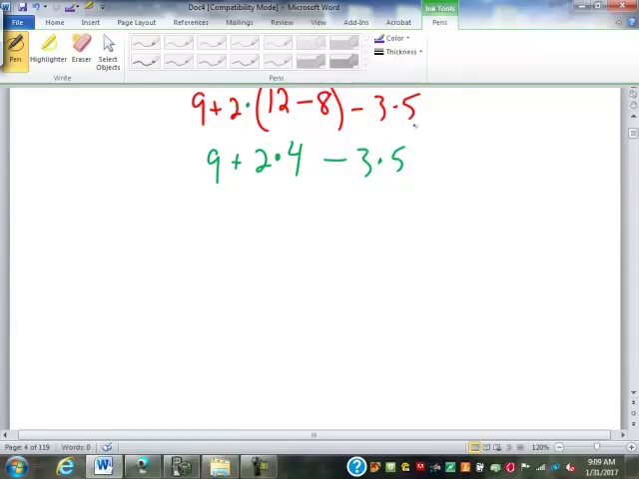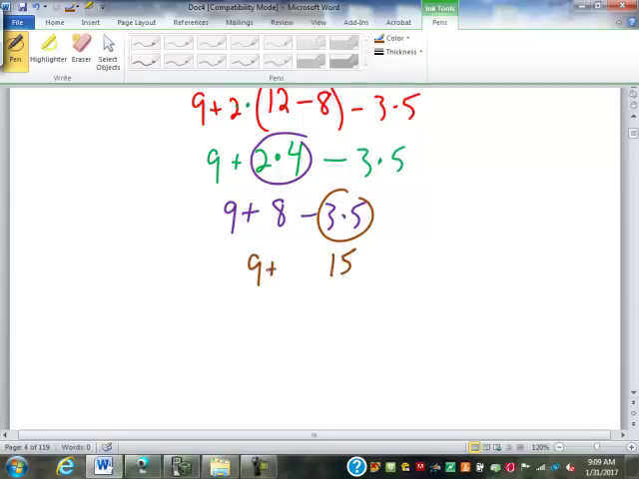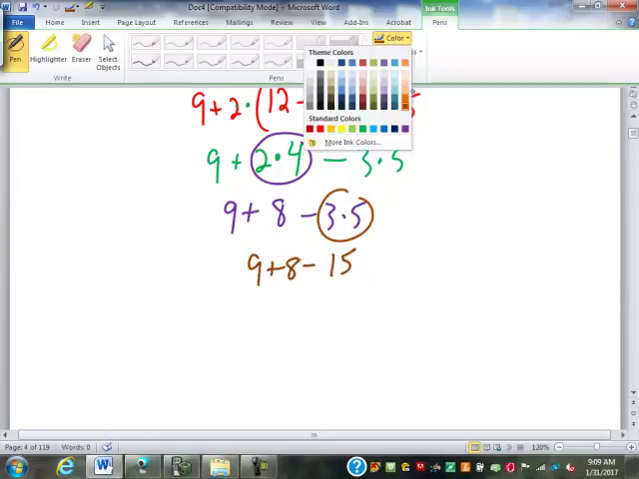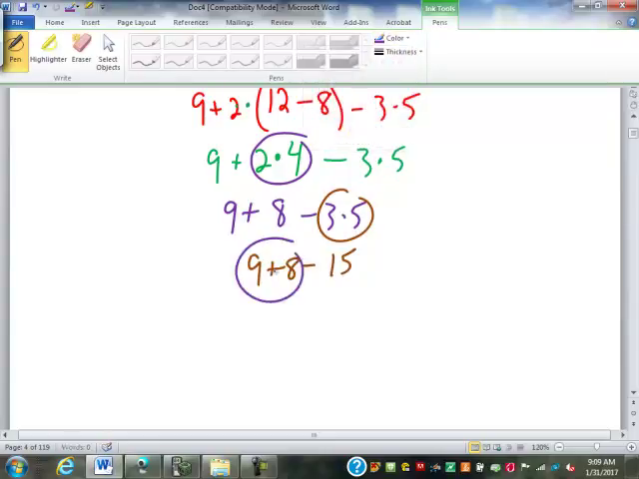Any more enclosing symbols? Nope. Exponents? Nope. Multiplication, division. A couple of them. 2 times 4 is 8. 3 times 5 is 15. Down to just addition and subtraction. 9 plus 8 is 17. Minus 15 is 2. All that for a 2, huh? Any questions?